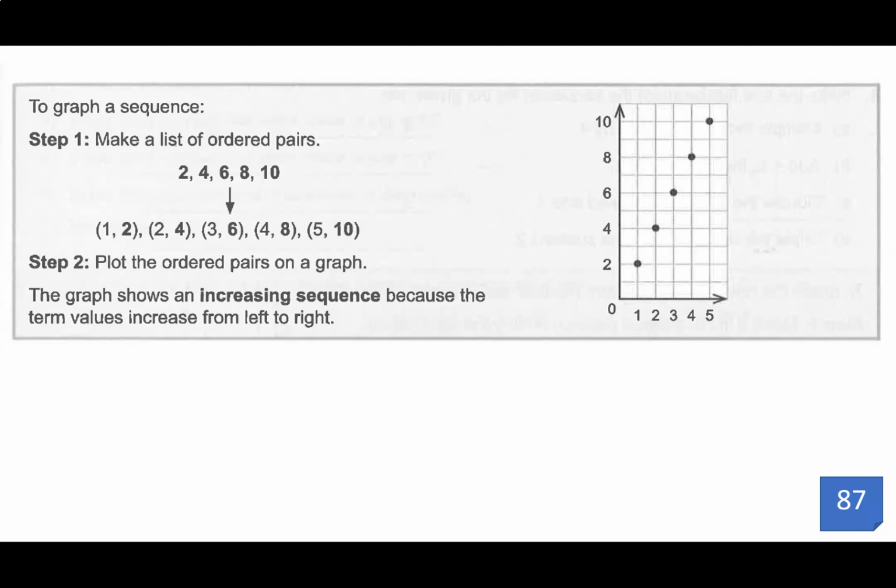Next, on page 87, you will see another gray box. This is another example already done for you. Please make sure you read through these boxes as they list the steps required to do the next question. Let's try one together.